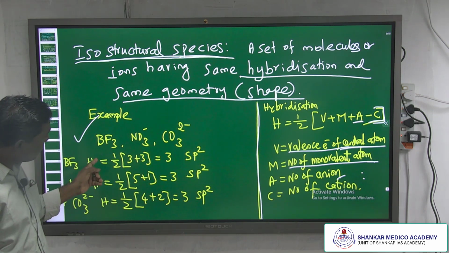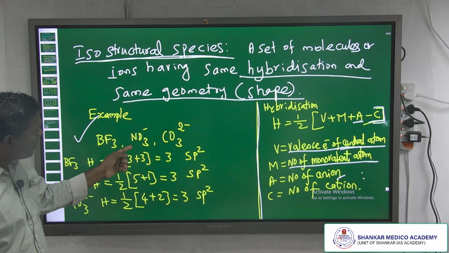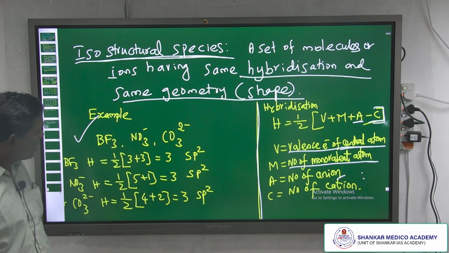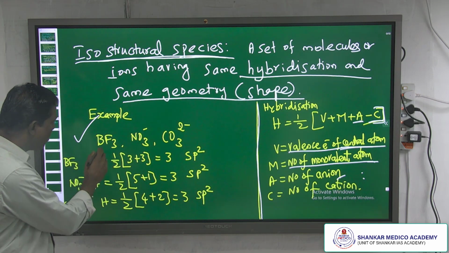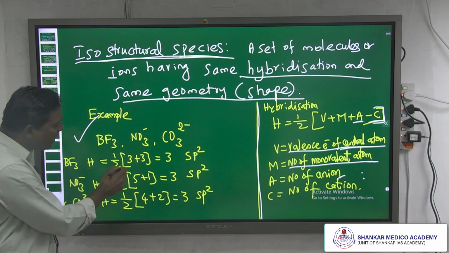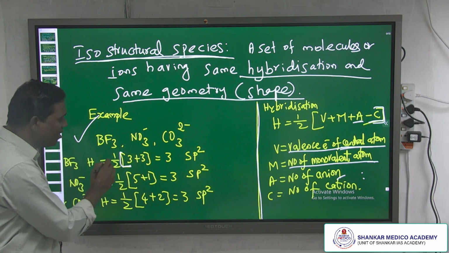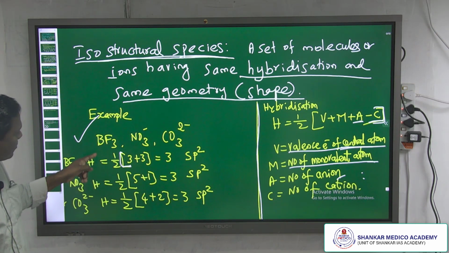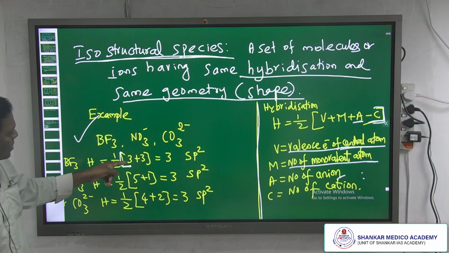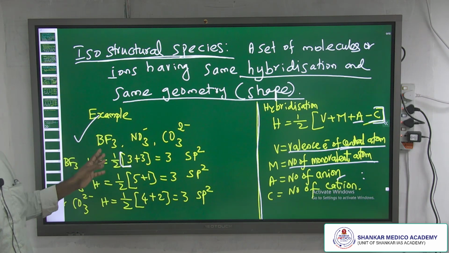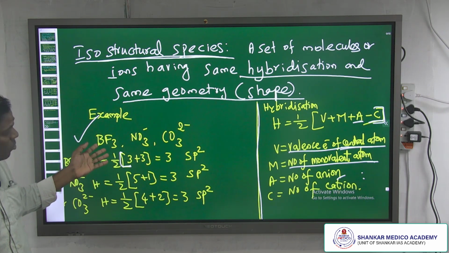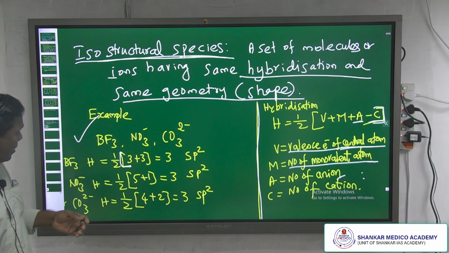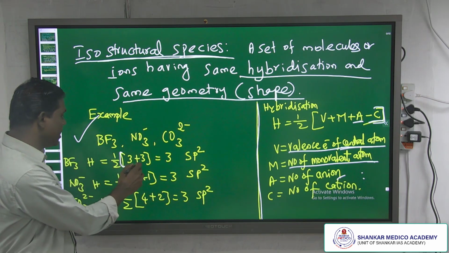Boron trifluoride BF3, NO3 minus nitrate, and carbonate. For BF3, boron is the central atom. It has 3 electrons in the valence shell, and it also has 3 monovalent atoms attached, that is fluorine. So 3 plus 3, it is a neutral molecule. There is no positive charge and no negative charge. So 3 plus 3, 6 by 2, 3.